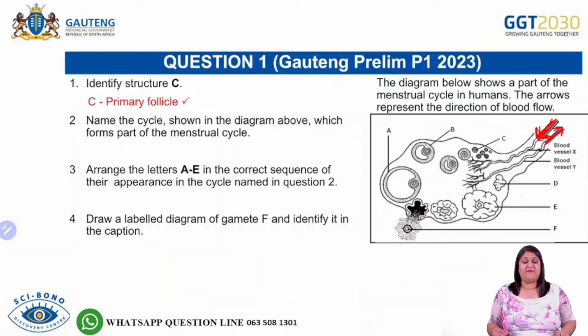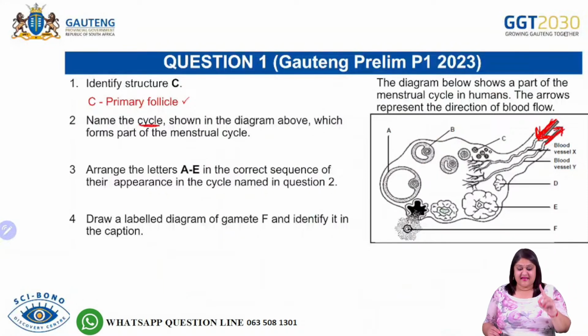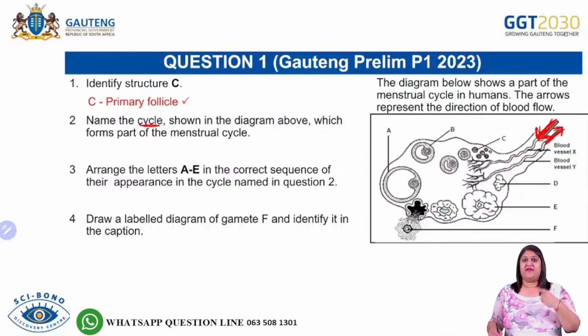You cannot call them follicles, you cannot call them developing follicles, they are the primary follicles. Okay, name the cycle shown in the diagram above which forms part of the menstrual cycle. Now you see, this is where learners go wrong. Like I said, the cycle that forms part of the menstrual cycle. And what did I tell you they are? There are two. They are the ovarian cycle and the uterine cycle.